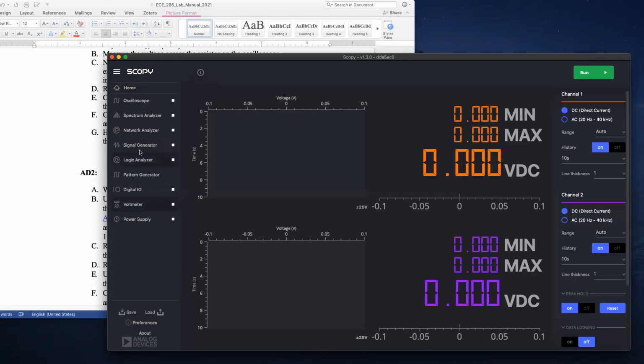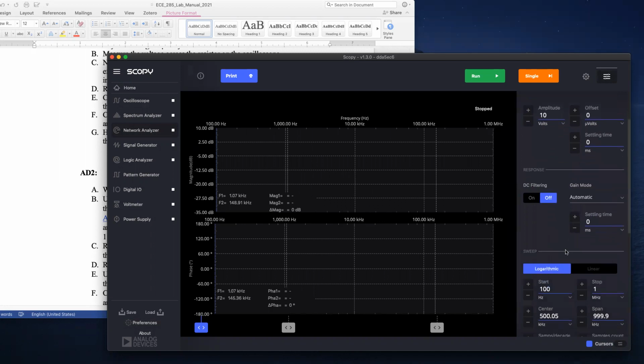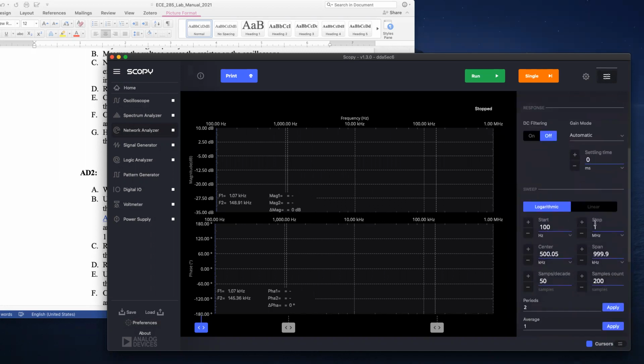So here, let's do this. So we'll go to the network analyzer. So this plot is in dB. So that's why we can't necessarily measure the voltage, because the dB is just a relationship between the input and output voltage. But what we'll do is we'll go to the 3 parallel lines on the top right, and then make sure we set our start and stop at the right frequency. So it's 100 hertz to 1 mega.